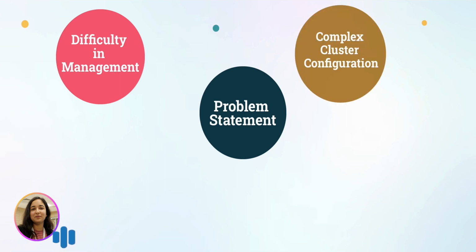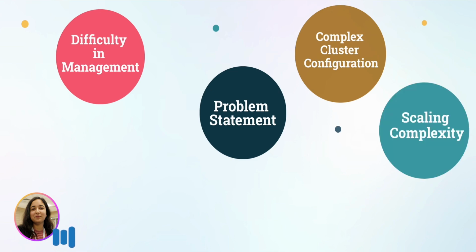And next is complex cluster configuration. Defining and configuring Kubernetes clusters with the right resources, network policies, and security settings can be intricate and error-prone. Next is scaling complexity. Efficiently scaling clusters up or down in response to varying workloads requires precise adjustments that can strain resources and demand manual intervention.